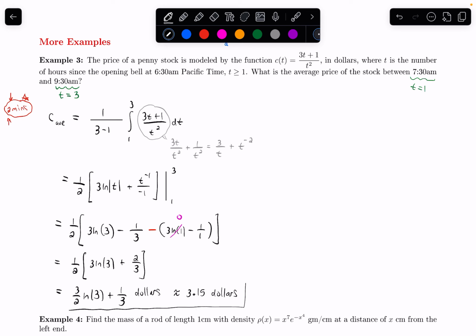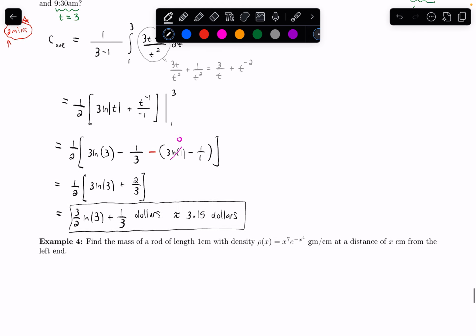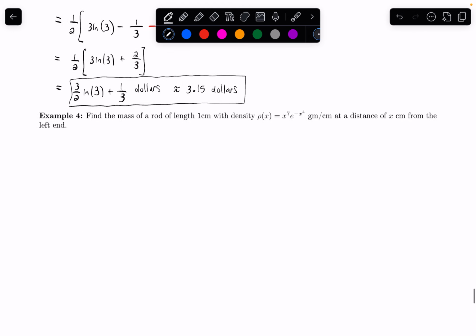And there we have it. Okay, so let's take a look at one more example in this video. Again, I'm going to give you an opportunity to pause it and to see if you can work out what the integral is.